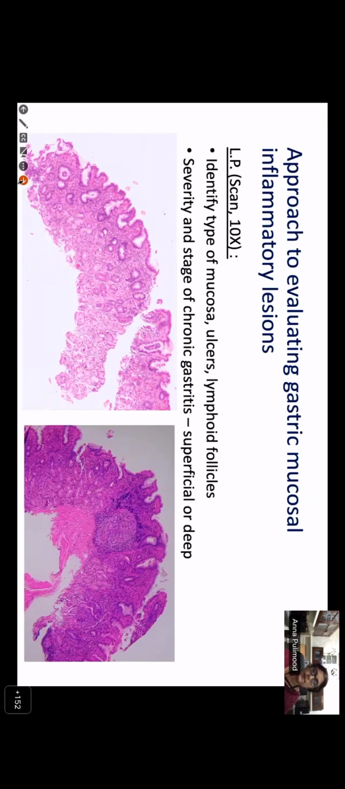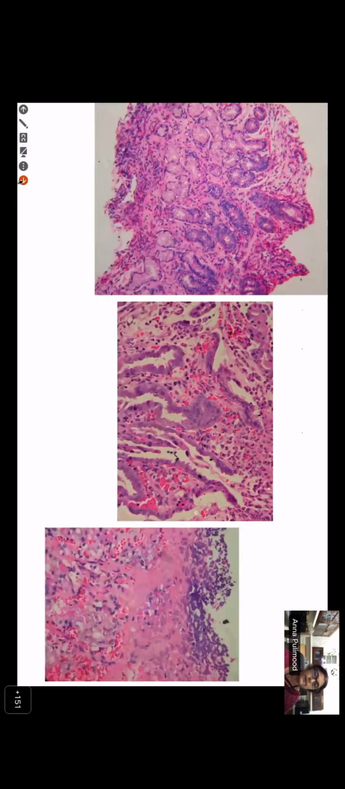When you look at a gastric biopsy at low power, first you look at the kind of mucosa, is it body or antrum. You look for ulcers, you look for lymphoid follicles, and then you try to stage the gastritis. Is it only superficial? Is it deep? And this is not a real ulcer. There's no exudate.